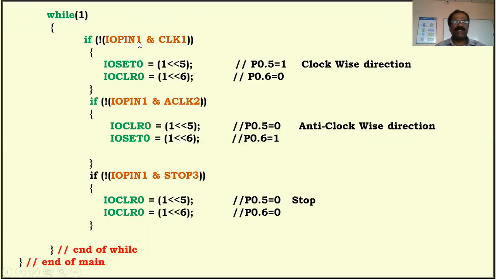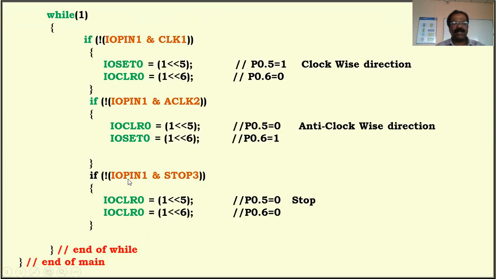If the S1 switch is not pressed, IO pin 1 contains 1. Clock 1 is also 1. Both are 1, 1 into 1 is 1, that becomes true. Not true is false. It won't execute this and comes to the next statement. Once again, I'm checking whether S2 is closed or not. If S2 is open, this is 1, and this is already 1. Therefore 1 into 1 is 1, the whole thing is 1, which means true. Not true becomes false, so it won't execute this code either. Then control comes to this.